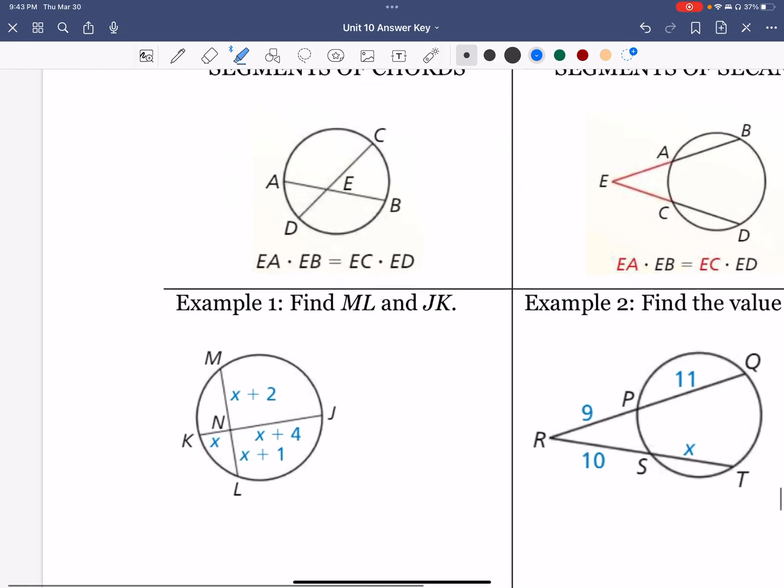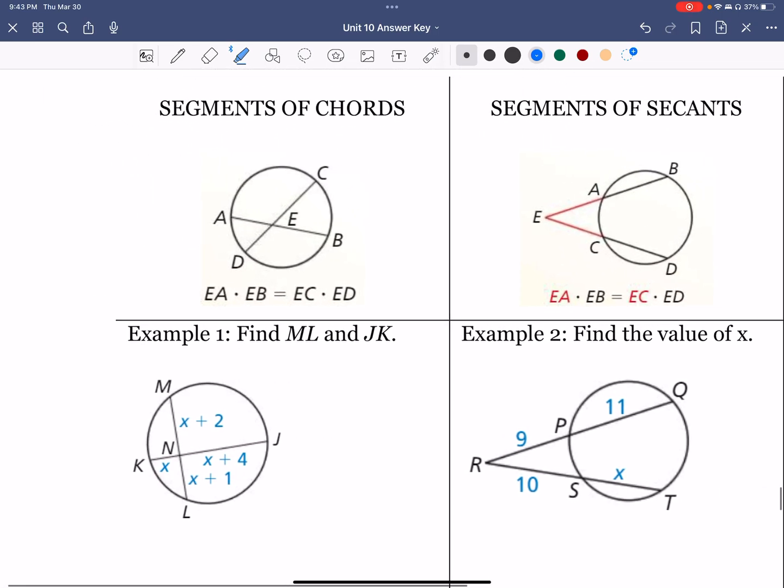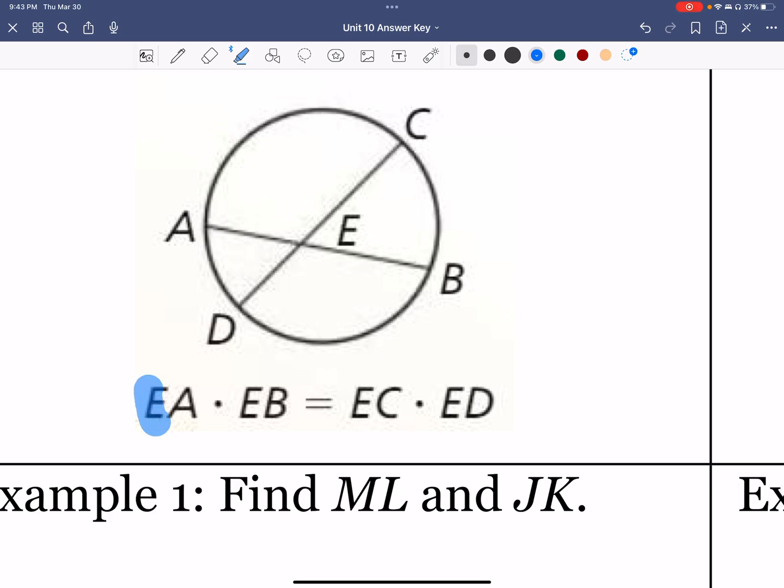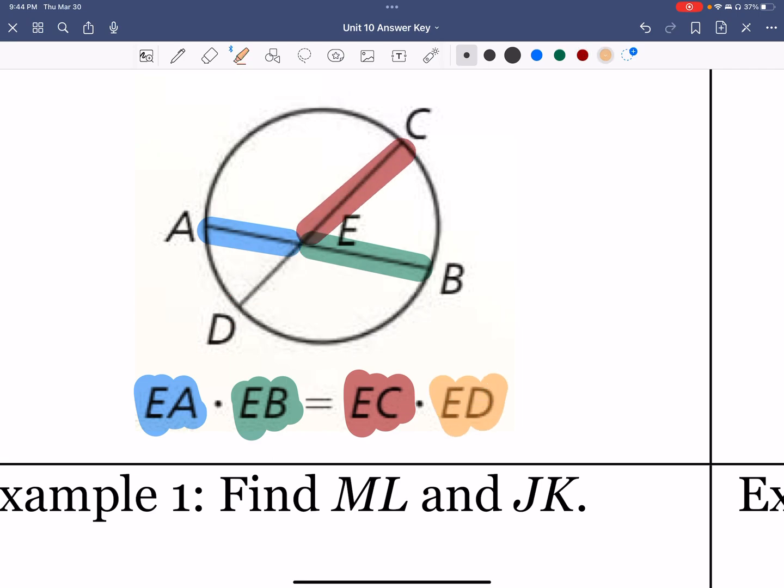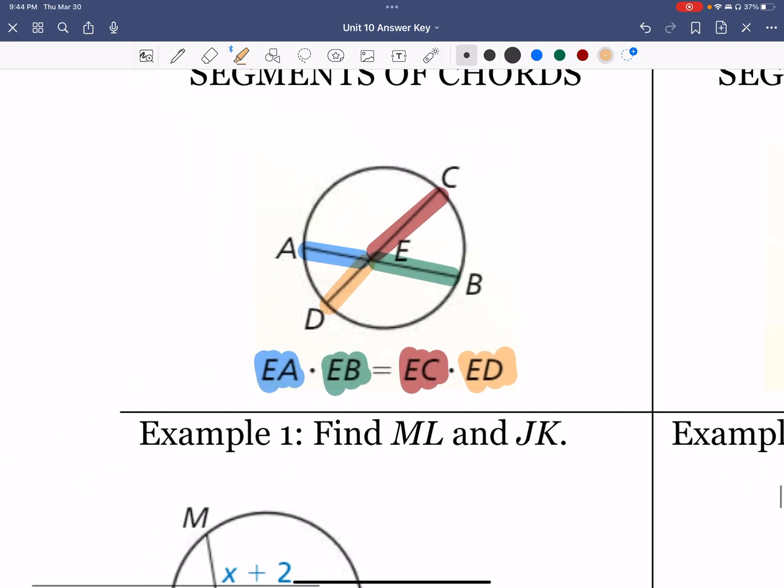So the first one we're going to talk about, and we'll do the example right afterwards, is the segments of chords. And what this states, if I go ahead and use some colors here, zoom in, is that I can take AE and multiply that by EB, and that will always equal EC multiplied by ED. If you notice that lovely cutting point where they intersect, everything that is connected on AB is going to be multiplied to each other, and everything on CD is multiplied to each other.